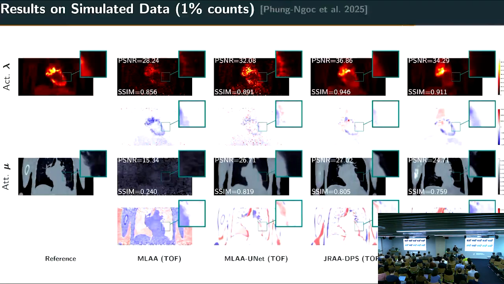Another example here, where we reduce the counts to 1% of the counts of the previous experiment. And again, we see that our method, GRA-DPS, is doing, to me, the best. And it also works in absence of time-of-flight information.